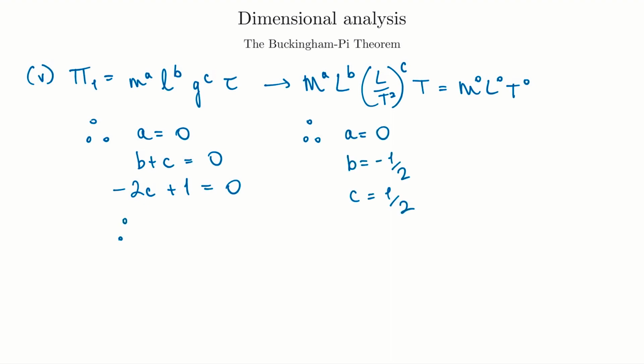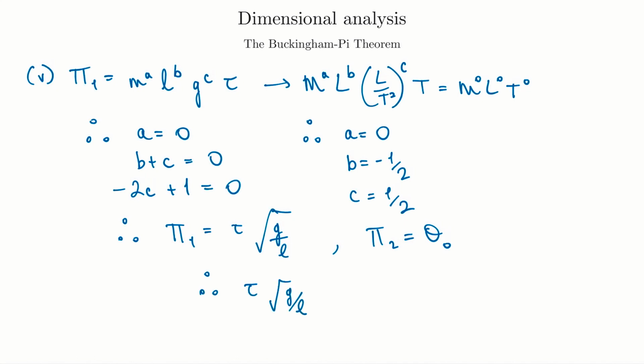So then when we write that out, these capital pi's are our dimensionless parameters. So pi 1 is tau times the square root of g over L, and our pi 2 is theta naught, the one that we had initially that was already dimensionless. Okay, so we therefore have 2 dimensionless groupings. So we have tau times the square root of g over L equals a function of theta naught, this starting angle.